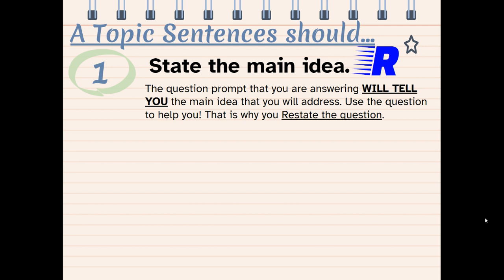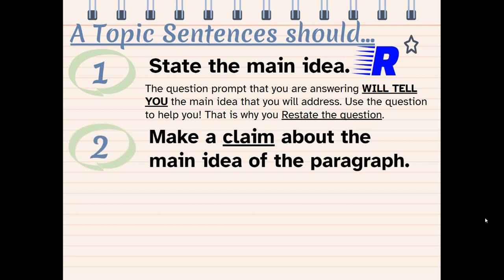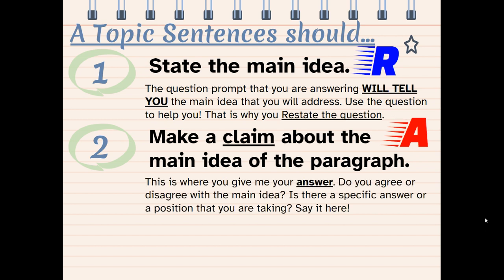So, therefore, use the question to help you begin what you say. Restate the question. And I want you to use as many words as possible from the question. Use as many words as possible from the question to state the main idea. Once I do that, you need to make a claim about the main idea of the paragraph. That is my A. That's your answer. That's where you give me your answer. Do you agree or do you disagree with the main idea? Is there a specific answer that you need to say or a position that you're taking? If there is, which there will be, this is where you say it. So you restate the question, use as many words as possible, then you give me your answer.